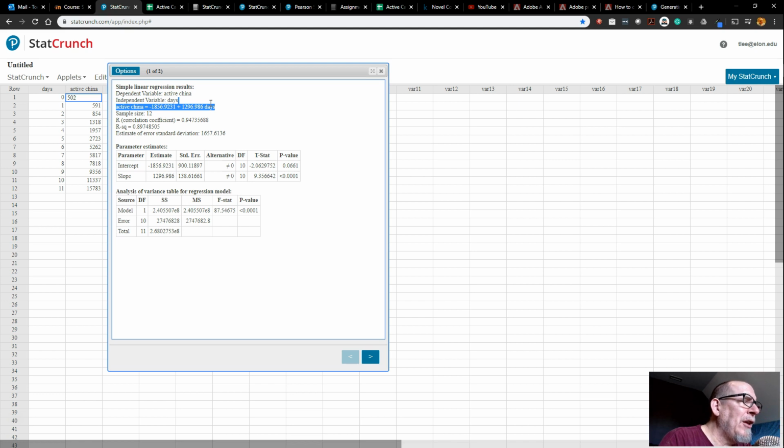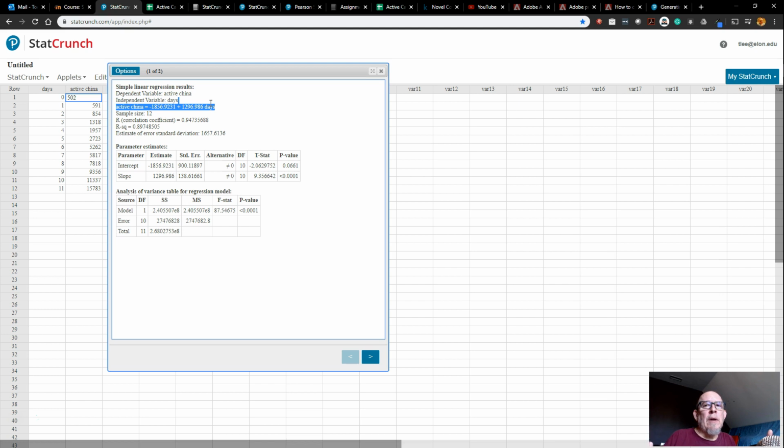Well, that's ridiculous. How do you have negative 1,800 cases? Well, remember, if you push a model past its endpoints, anytime you ask a model to tell you something past the range of the data, that's called extrapolation. And when you ask a model to predict values within the data range, that's called interpolation. So predicting things outside the range of the data is extrapolation. Predicting things inside of the data range is interpolation.